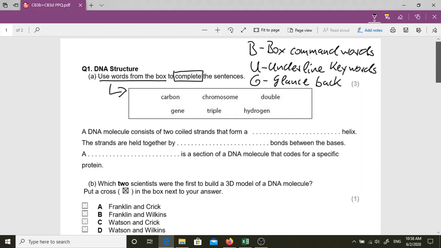A DNA molecule consists of two coiled strands that form a, we've got empty and helix. So here they want to know the full name of the DNA structure, and they've already given us the word helix, and the word that needs to go before it is double helix. The strands are held together by bonds between the bases, and the bonds that hold the strands together in DNA are hydrogen bonds.